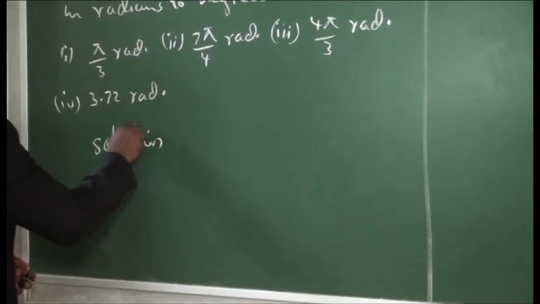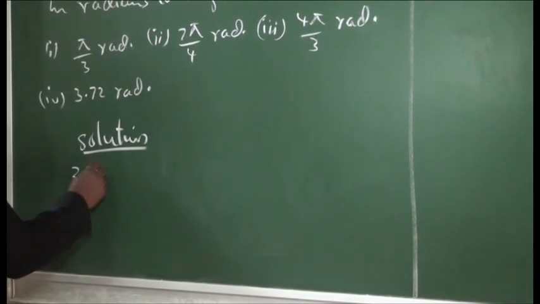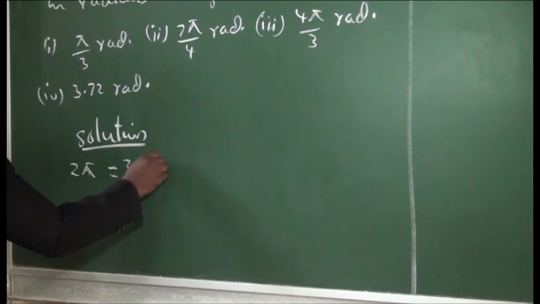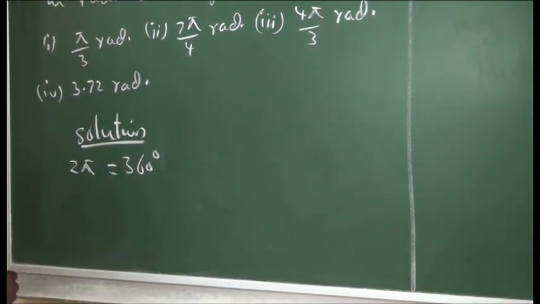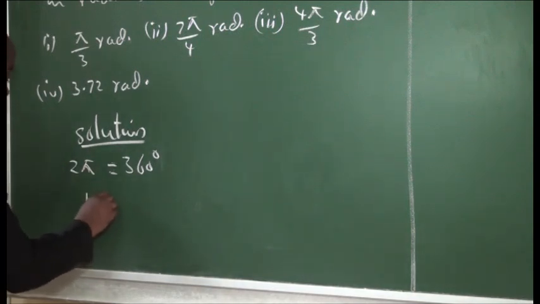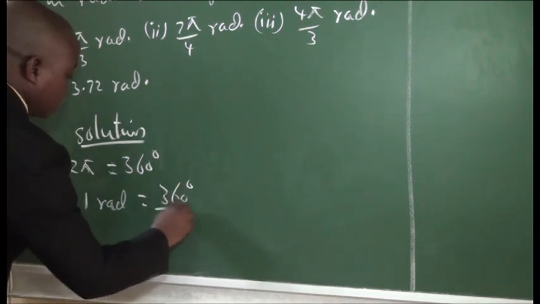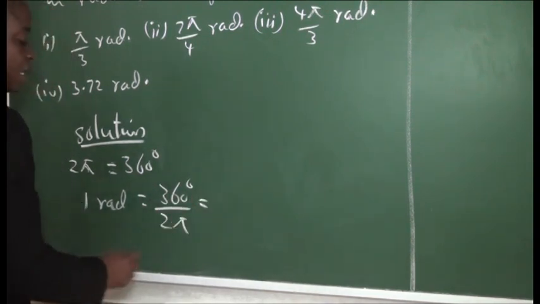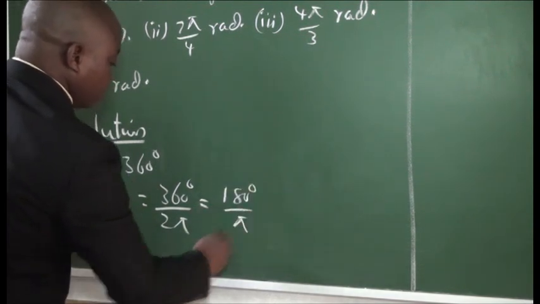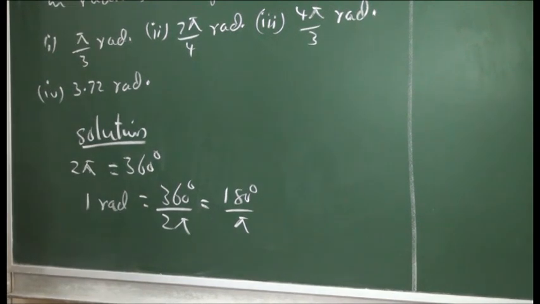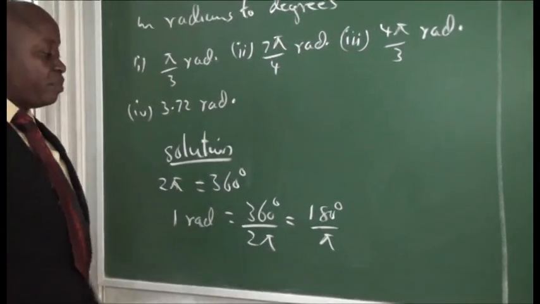Solution. First, we know that 2 pi equal 360 degrees. So what it means is that 1 radian will equal 360 degrees over 2 pi, and that will give us 180 degrees over pi. So 1 radian equal 180 degrees over pi.